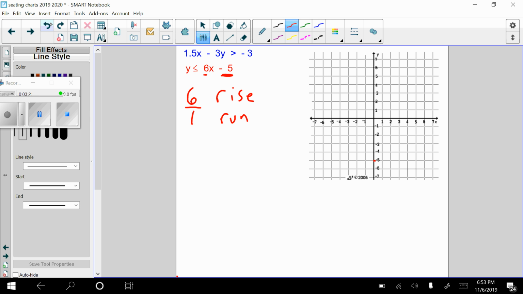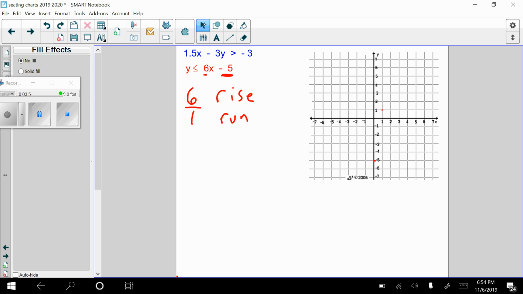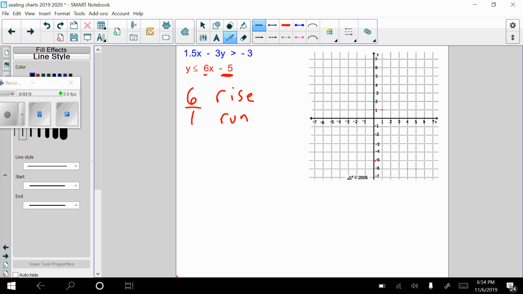From that +1, I need to count to the right 1 space because the run is +1, which means I go to the right 1. So again, I'm counting all the way up to here and over to here. Up 6, over 1. So I just put my dot. Once I've done that, I put my dot right there. So now, you can barely see it, but that's going to be fine. So I'm going to draw the line through it anyway. I really just need those 2 points to make the line.